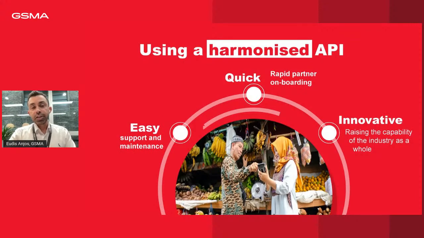The main advantage, as mentioned before, of having a harmonized API is that we can easily support and maintain the solutions that we have in the market. That is one of our roles as GSMA: to directly support mobile operators, service providers, or any partner interested in creating solutions for the mobile money industry. It's easier when you have a guide, something to follow, like our specification.